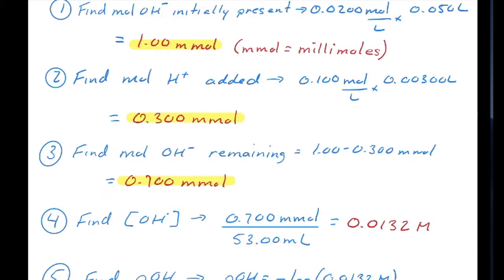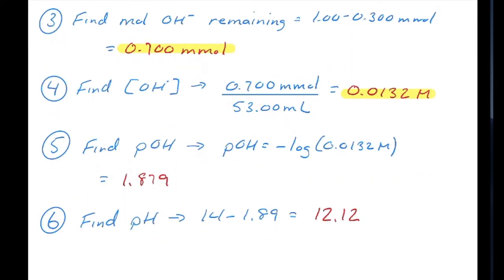And now in order to figure out what a pH is, we're going to need to find concentrations of H+. But we don't really have H+ right now, we have OH-. So we can first find the concentration of OH-. We just calculated the number of millimoles of OH-. And the volume is going to be the total volume of the solution. So we started out with 50 milliliters. We added 3 milliliters of HBr. So the total volume is now 53 milliliters. So to figure out the concentration of OH-, you just take the millimoles divided by the milliliters, and we end up with 0.0132 molar.